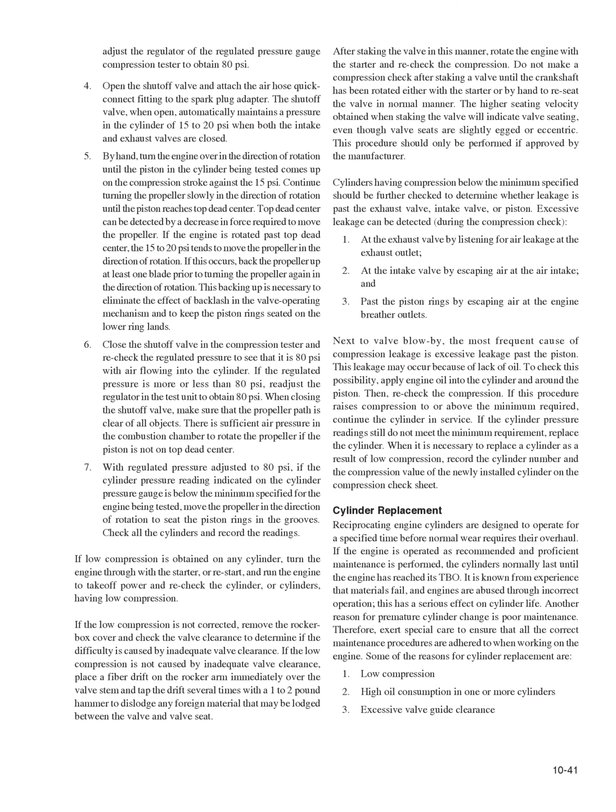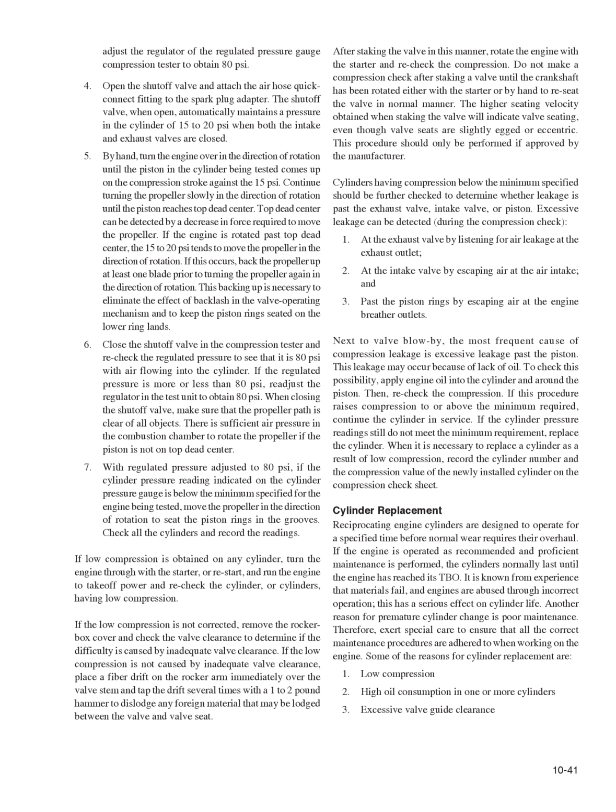Cylinder replacement. Reciprocating engine cylinders are designed to operate for a specified time before normal wear requires their overhaul. If the engine is operated as recommended and proficient maintenance is performed, the cylinders normally last until the engine has reached its TBO. It is known from experience that materials fail, and engines are abused through incorrect operation. This has a serious effect on cylinder life. Another reason for premature cylinder change is poor maintenance. Therefore, exert special care to ensure that all the correct maintenance procedures are adhered to when working on the engine.